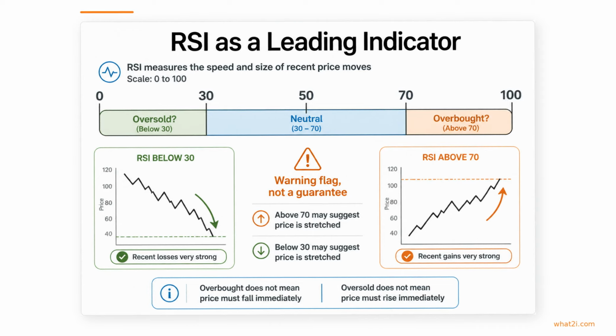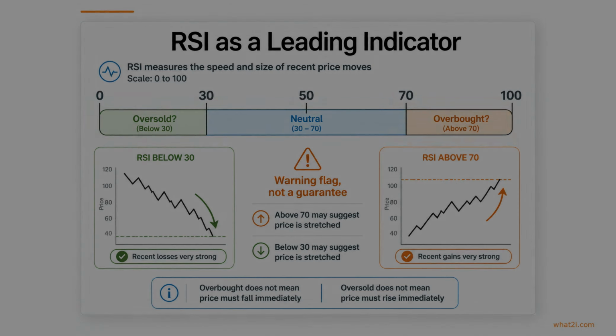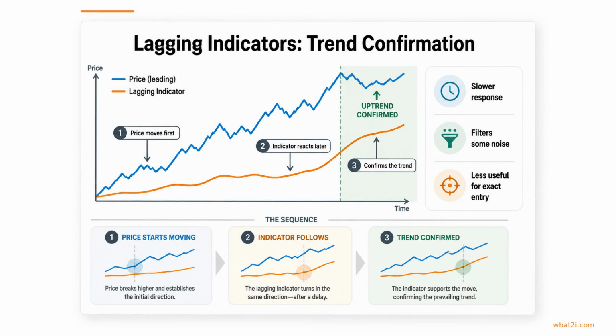In a strong uptrend, RSI can stay above 70 longer than many beginners expect. In a strong downtrend, it can remain below 30 for some time as well. Lagging indicators respond after price has already begun moving, which makes them useful for confirmation rather than prediction.